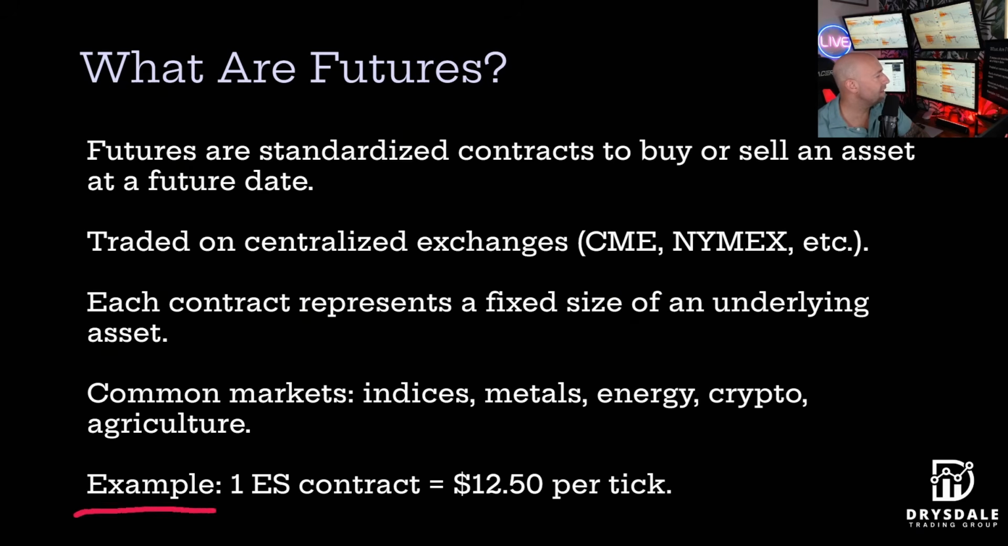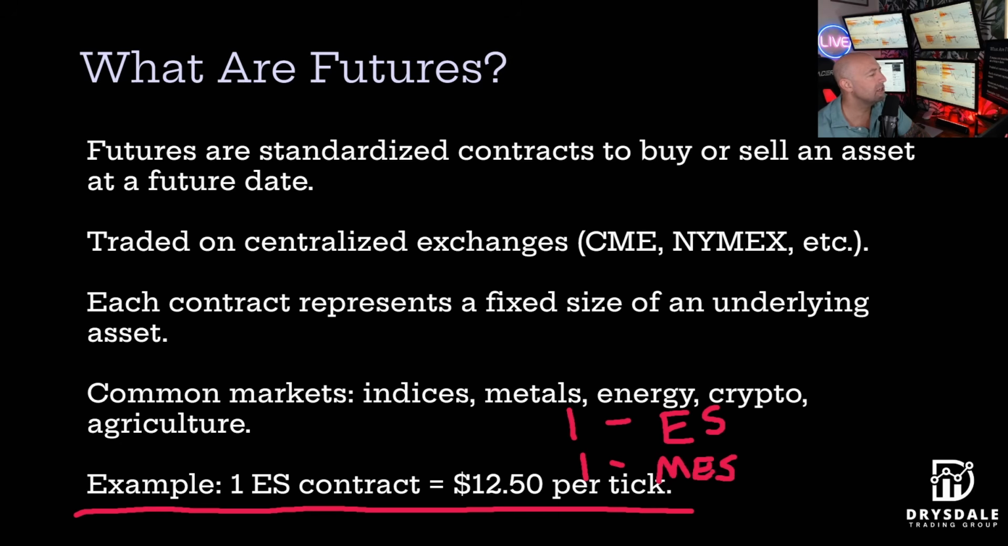Okay, so we went over this example here. Everything is fixed, right? You trade one contract at a time. We talked about the ES, which is the full-sized mini contract. There's also a micro version, MES, and essentially that's 10 to 1. So for every ES, you can actually trade 10 micros. So 1 micro is 1/10 of an ES contract.